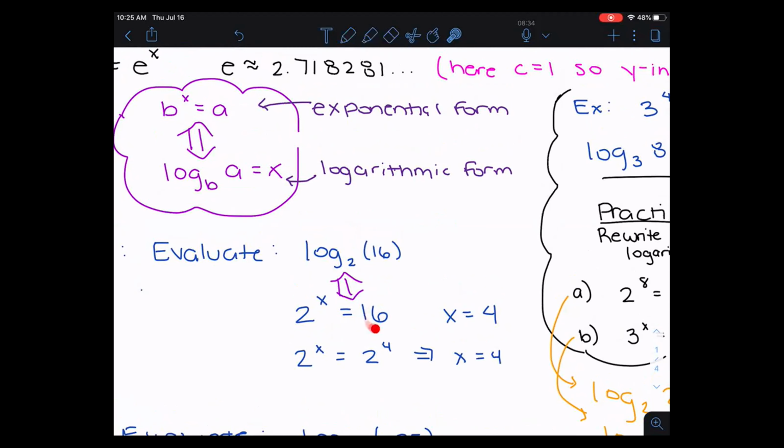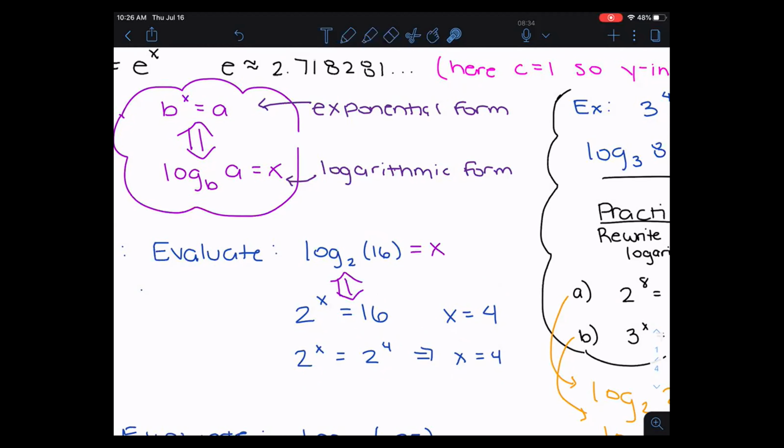And then you guys can rewrite 16. So 16 is rewritten as 2 to the 4th power, which means that for these two to be the same, your x has to be 4. So that's how you guys can get that.